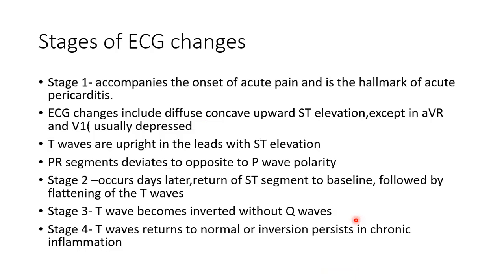Okay, so stages of ECG changes. Stage 1 accompanies the onset of acute pain and is a hallmark of acute pericarditis. ECG changes include diffuse concave upward ST elevation, except in AVR, which has the opposite as we showed, and V1, which is usually depressed. T waves are upright in the leads with ST elevation, and the PR segment deviates opposite to the P wave polarity. Stage 2 occurs days later, where the ST segment returns to baseline, followed by flattening of the T wave. In stage 3, the T wave becomes inverted. And then in stage 4, the T wave returns to normal, or inversion persists in chronic inflammation.